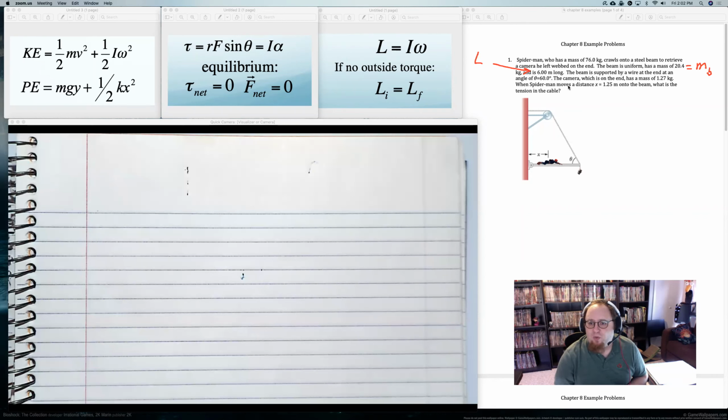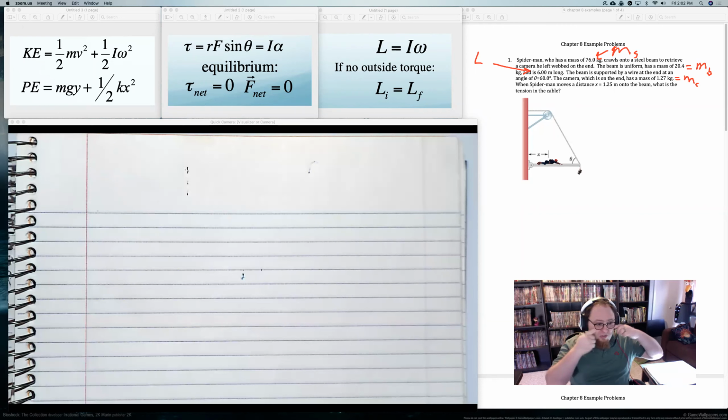The beam is supported by a wire at the end at an angle of 60 degrees. The camera, which is at one end, has a mass of 1.27 kilograms. I'm going to call that MC for camera. There's also MS for Spider-Man. When Spider-Man moves a distance x equals 1.25 meters onto the beam, what is the tension in the cable? If I want to find a tension, tension is a force.